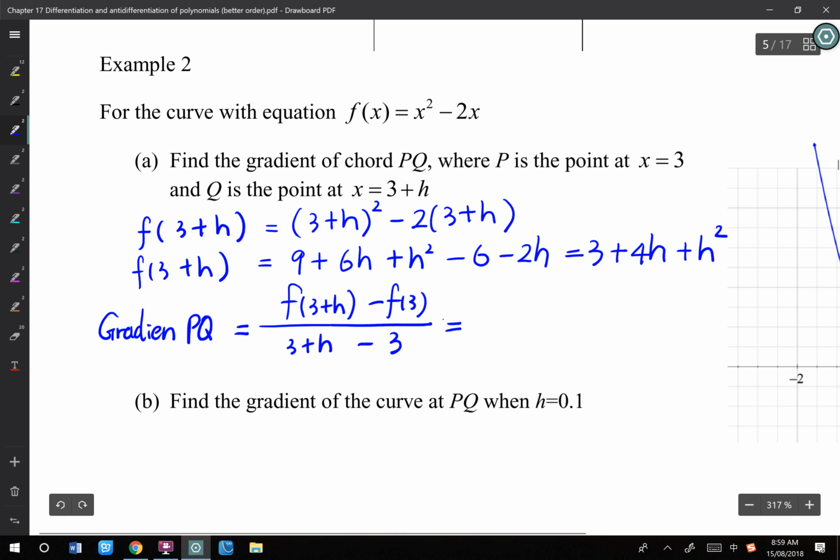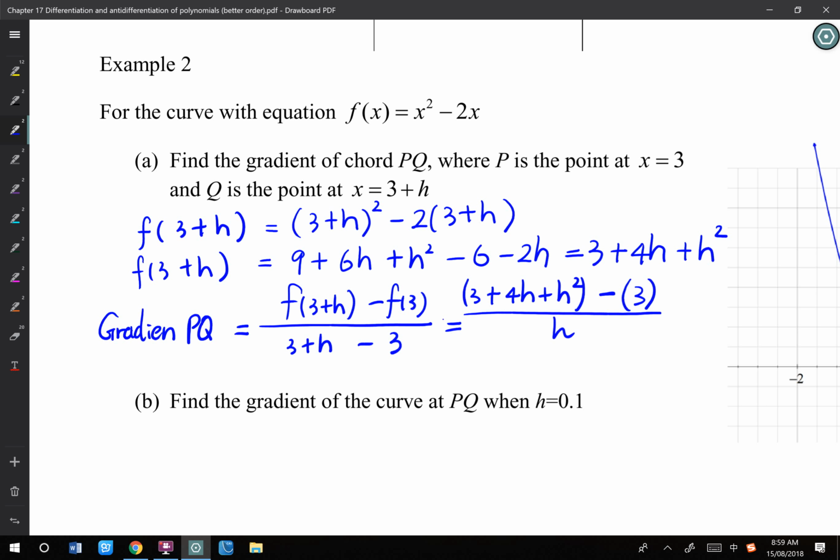So I know my f(3 plus h) is 3 plus 4h plus h squared, and I know my y value at x equals to 3 is 3. Then the bottom is divided by h. That's y2, that's y1, and x2 minus x1 is h. The 3 and 3 can cancel. What we have is 4 plus h.